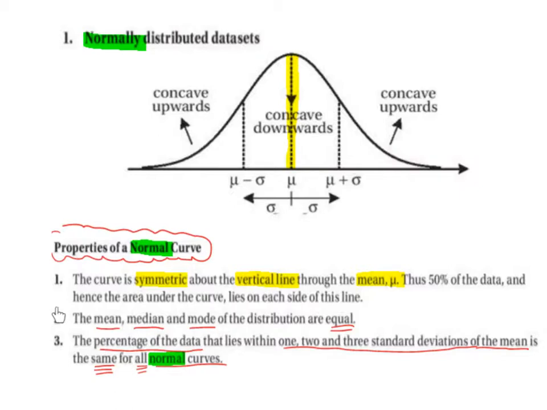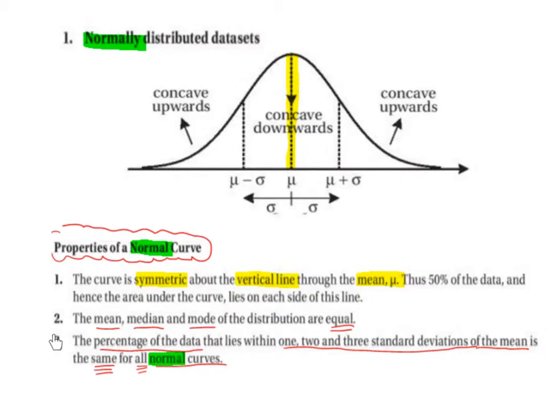Property 2. The mean, the median, and mode of the distribution are equal. So the mean, the median, and the mode all lie right here at the very center, the line of symmetry.